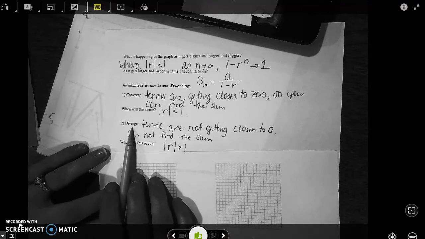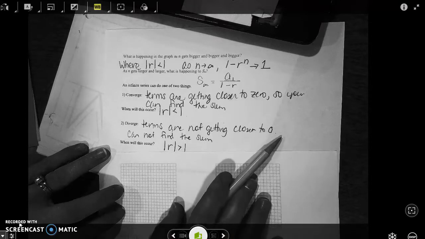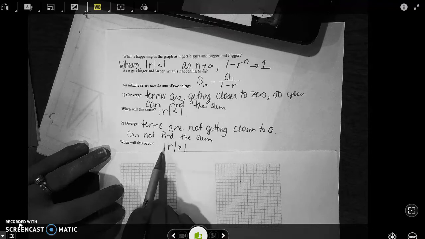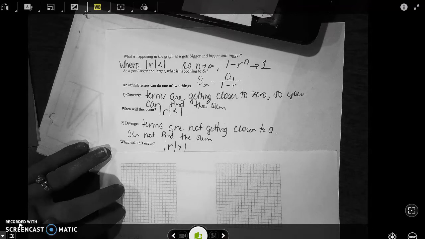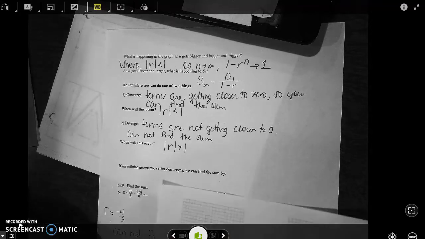A series can diverge, and that means the terms aren't getting closer to 0. We cannot find the sum. And the absolute value of r there is going to be greater than 1. And if you need to pause the video to write those down, you certainly can. So we've got two examples here.